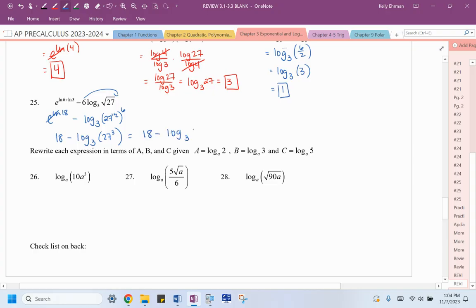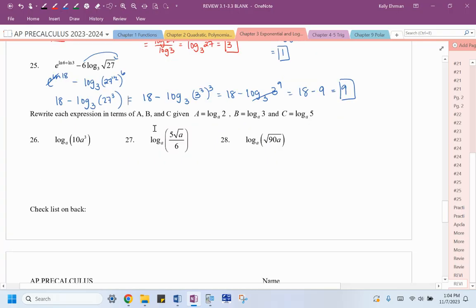27 is 3 to the 3rd. So instead of 27, we're saying 3 to the 3rd raised to the 3rd power. Instead of 27 to the 3rd, we're really looking at log base 3 of 3 to the 9th. And again, don't bother figuring out 3 to the 9th. Just say that's 18 minus 9. So final answer is 9.